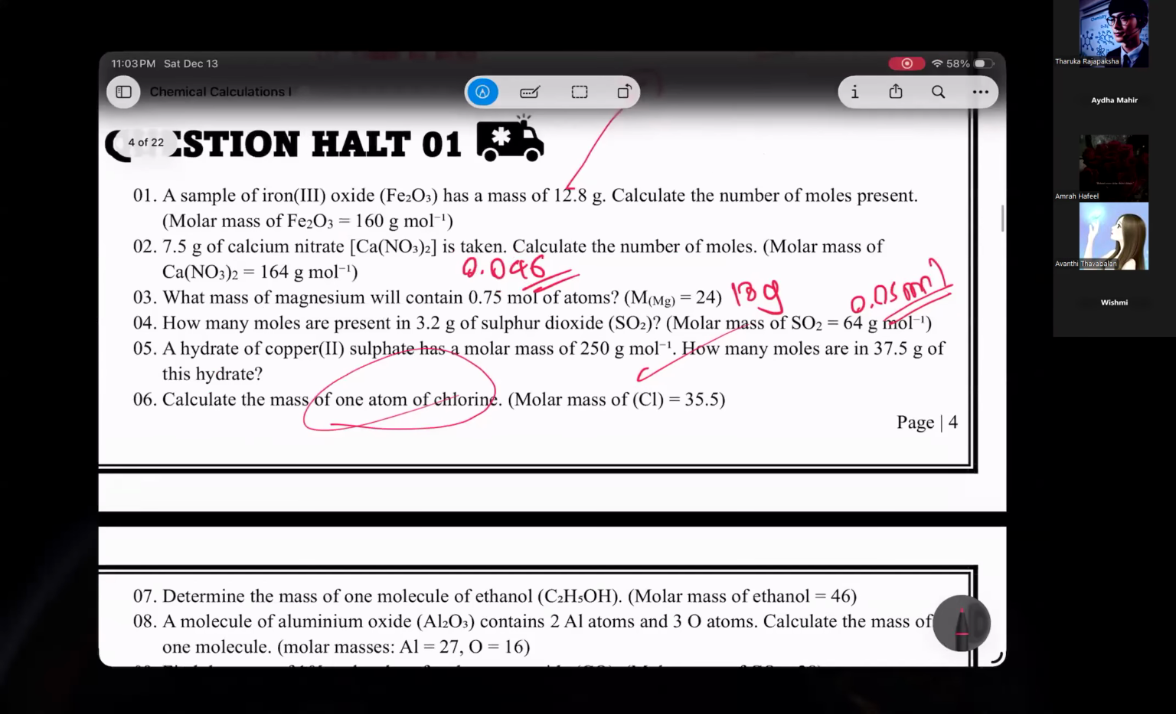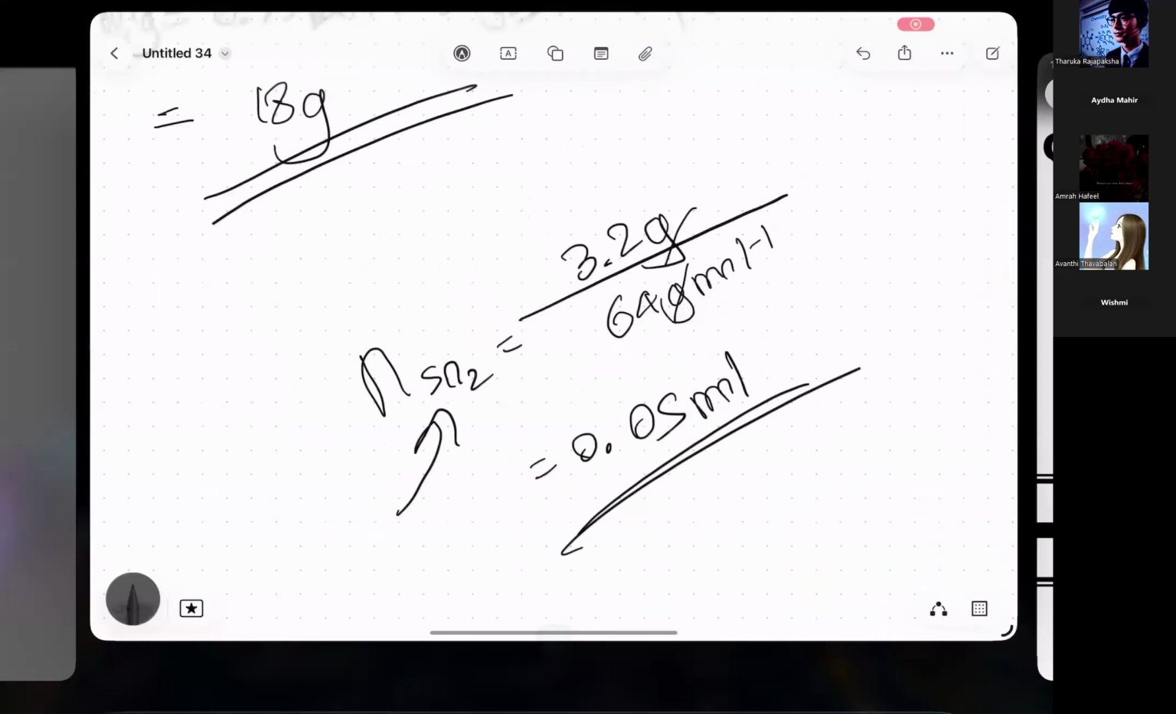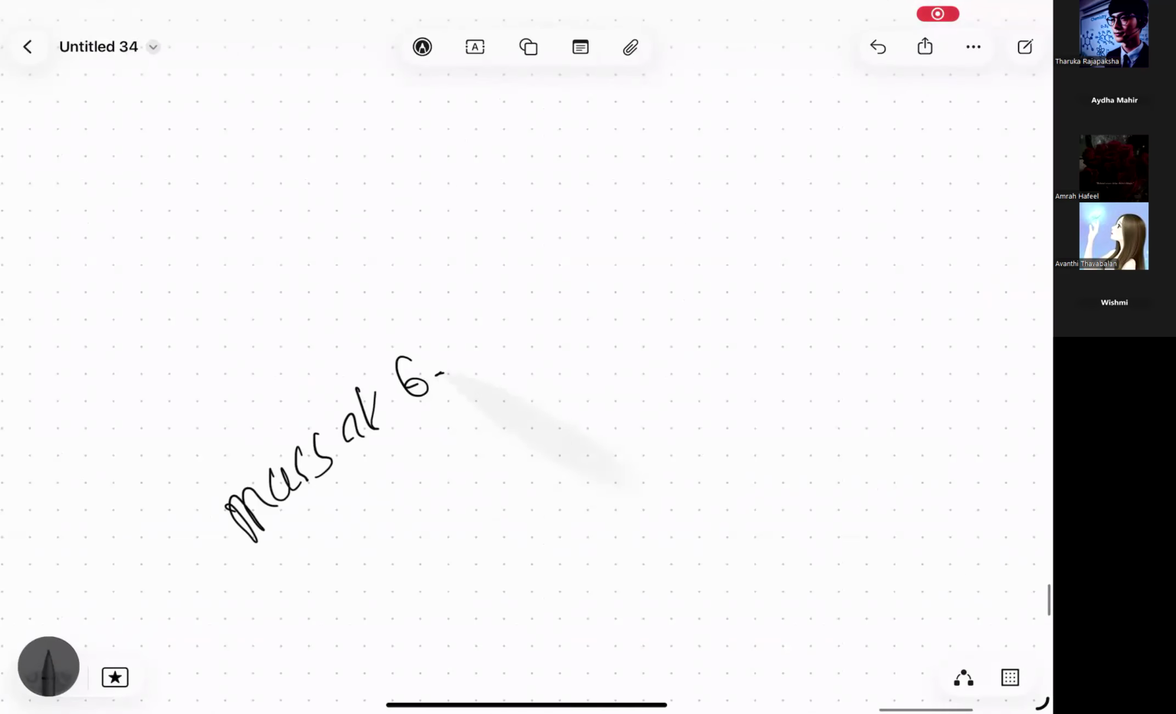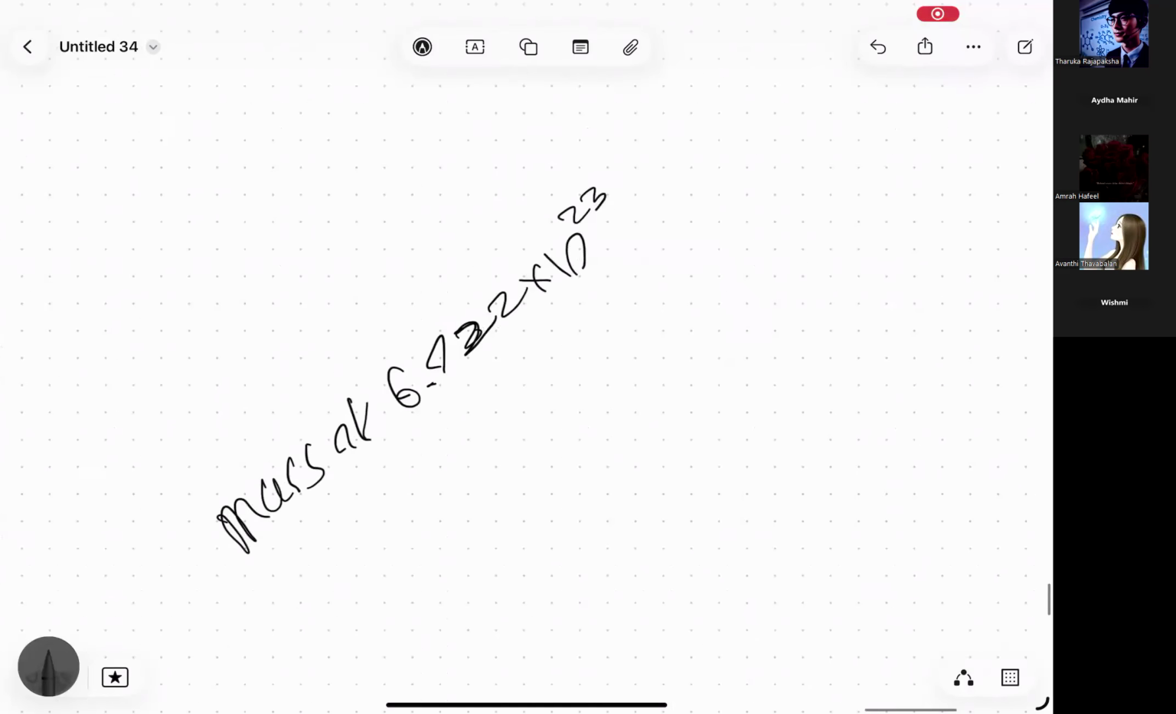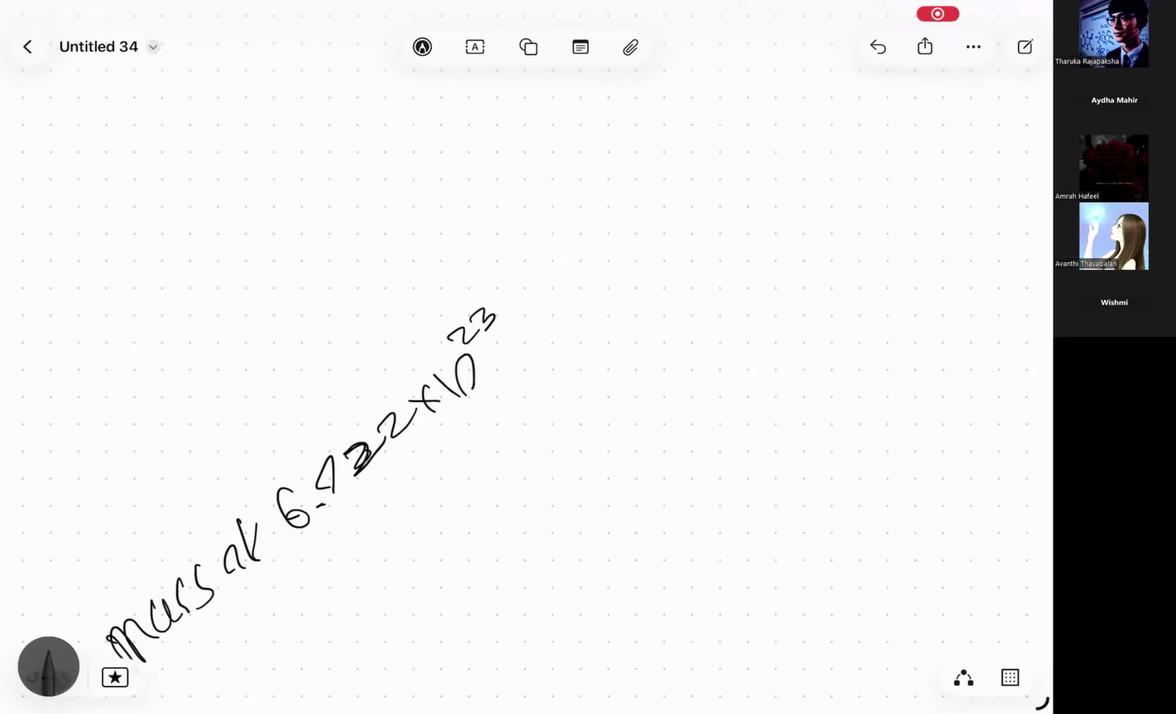Why? People, molar mass is the mass of 6.022 times 10 to the power 23 amount of atoms. That's going to be the molar mass, which is 35.5.